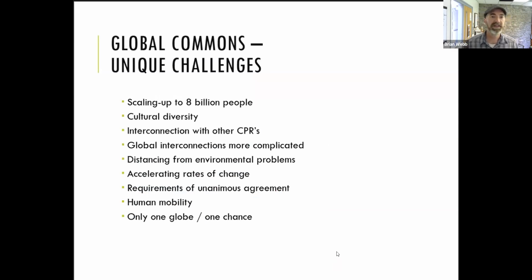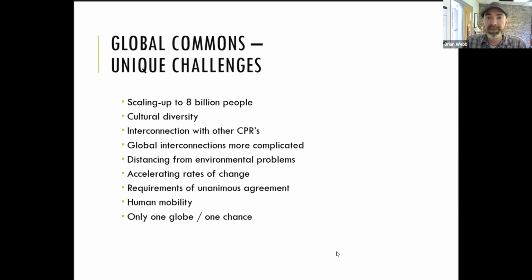Some unique challenges. The global commons scaling up to 8 billion people obviously is difficult. The cultural diversity in the mix, and think of how do you have a conversation about energy use between the United States and France and Russia and the Gambia and Pakistan, and all come out agreeing on the same conclusions. That's very difficult because there are very different realities, cultural realities, economic realities in these countries. And so that can be quite the challenge.